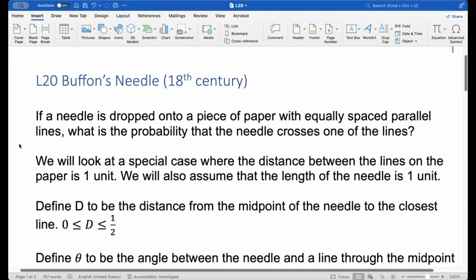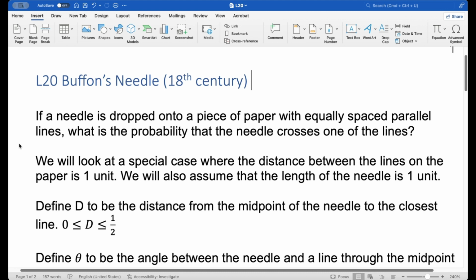Hello, this is lesson 20 on Buffon's needle, an old probability question from the 18th century. The question states, if a needle is dropped onto a piece of paper with equally spaced parallel lines, what is the probability that the needle crosses one of the lines? Now, we're going to do a special case here where we're going to assume that the distance between the lines is 1 unit. And we're also going to assume that the length of the needle is 1 unit.